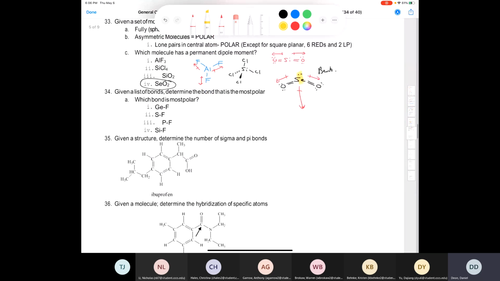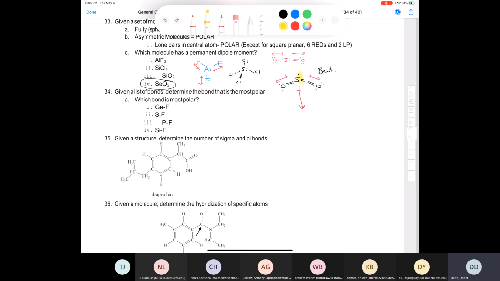Given a list of bonds, number 34, determine the bond that is the most polar. All of these bonds are to fluorine. Fluorine is the most electronegative element in the Pauling scale. The elements that it's bound to are germanium. What else do we have? We have sulfur. So germanium and sulfur. We have phosphorus. And we have silicon.